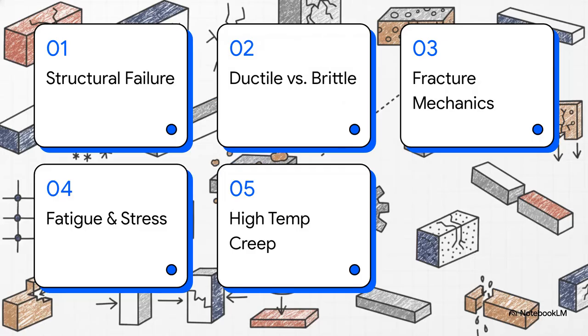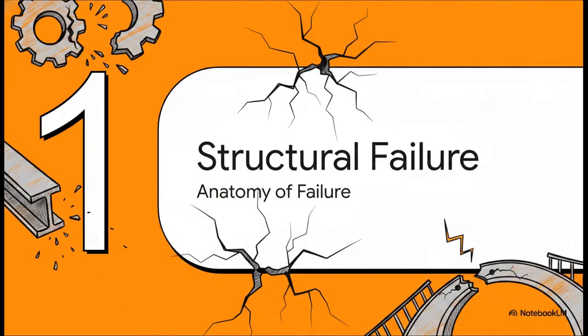To make sure we don't repeat these disasters, we're going to follow this roadmap today. We'll start with the basic anatomy of structural failure, compare ductile and brittle fractures, translate that into the principles of fracture mechanics, and then wrap up with fatigue from cyclic stress and high-temperature creep. Starting off with Section 1, the anatomy of structural failure.